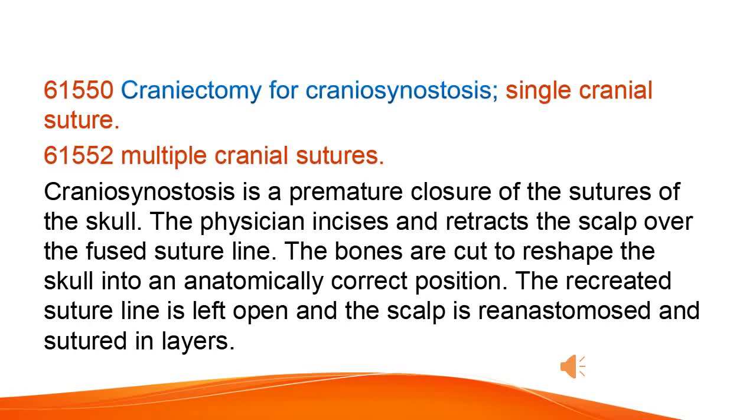Craniectomy for craniosynostosis, single cranial suture. Multiple cranial sutures. Craniosynostosis is a premature closure of the sutures of the skull. The physician incises and retracts the scalp over the fused suture line. The bones are cut to reshape the skull into an anatomically correct position. The recreated suture line is left open and the scalp is reanastomosed and sutured in layers.